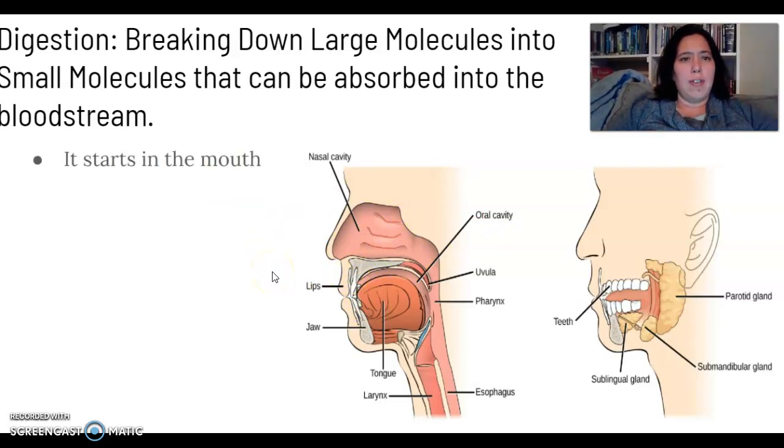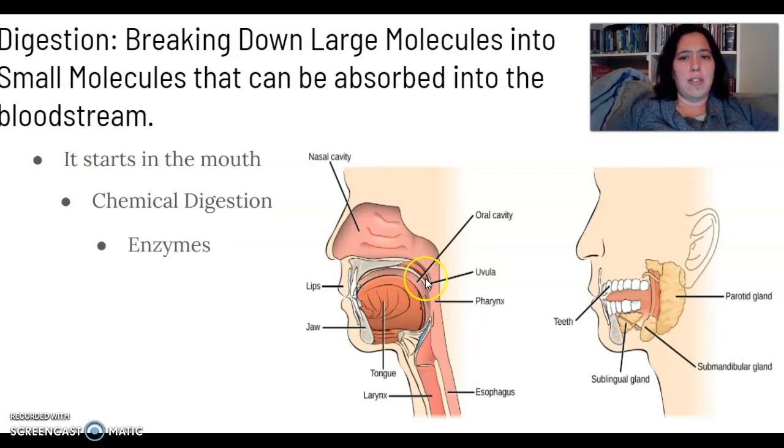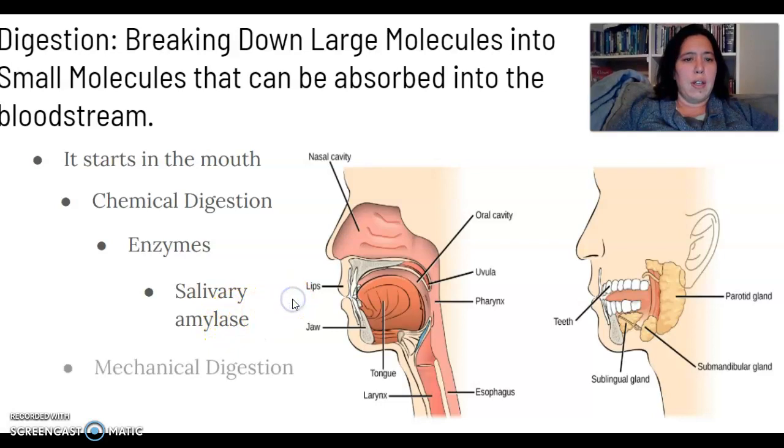And in the mouth, we have these polysaccharides, those starches, and we can break them down or start breaking them down in two different ways. The first way is chemical digestion. So we use enzymes that are in our saliva. They come from our salivary glands. And the biggest one here for breaking down the glucose would be salivary amylase. And remember from studying enzymes, any word that ends in ASE, you are clued in to the fact that it's probably an enzyme, okay?